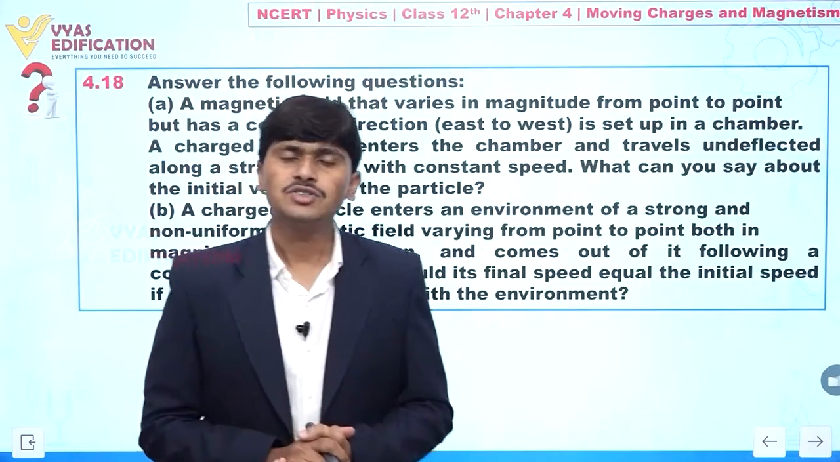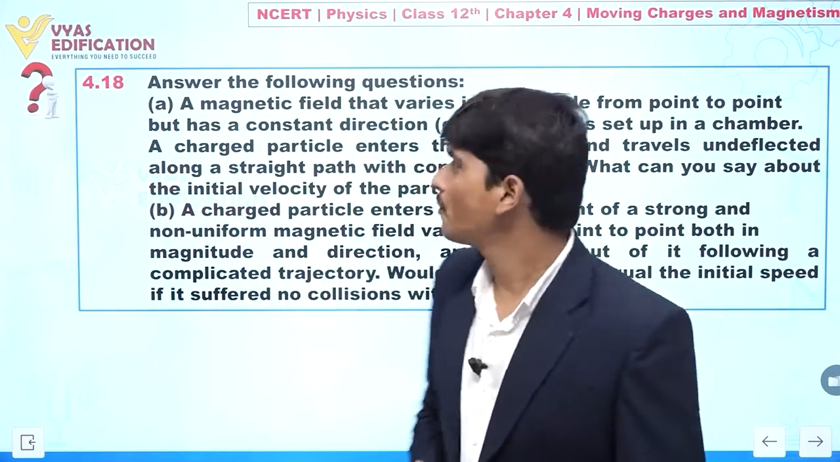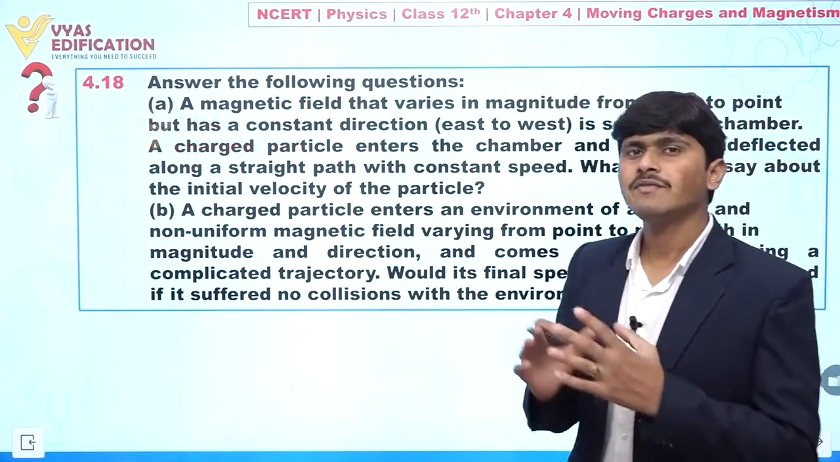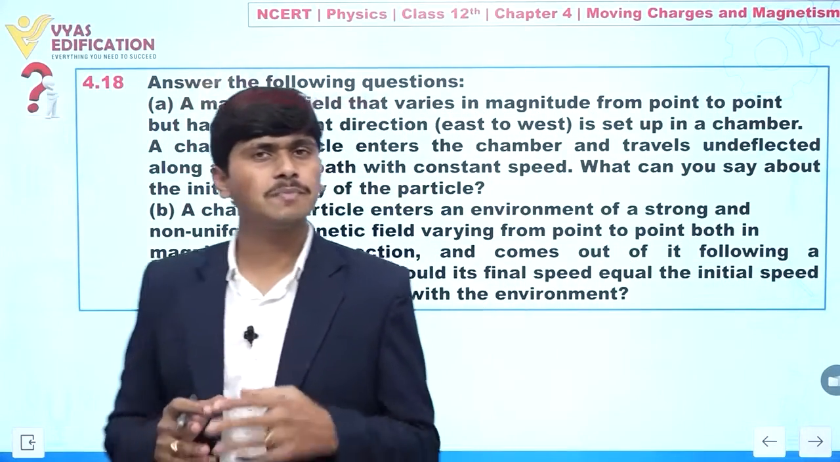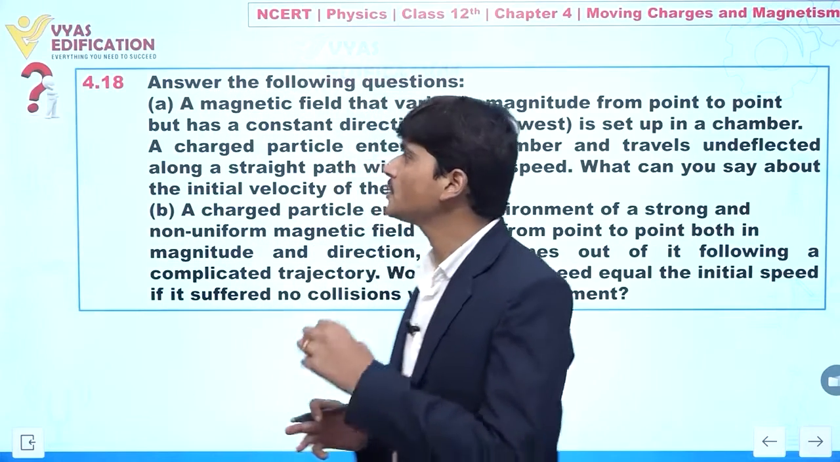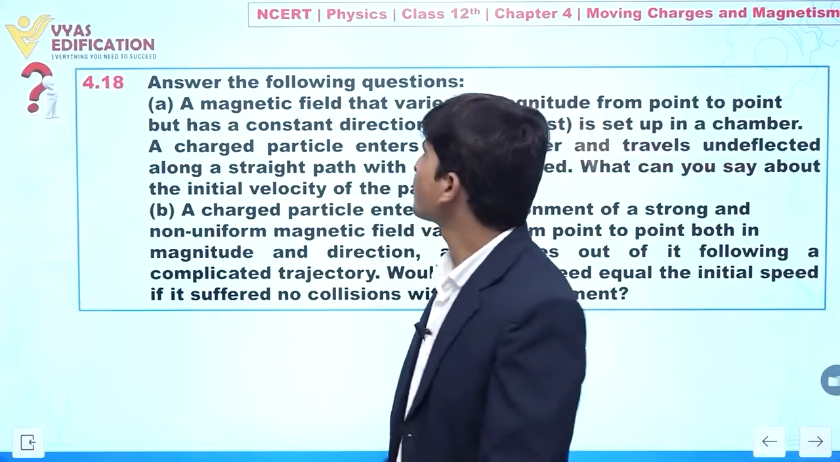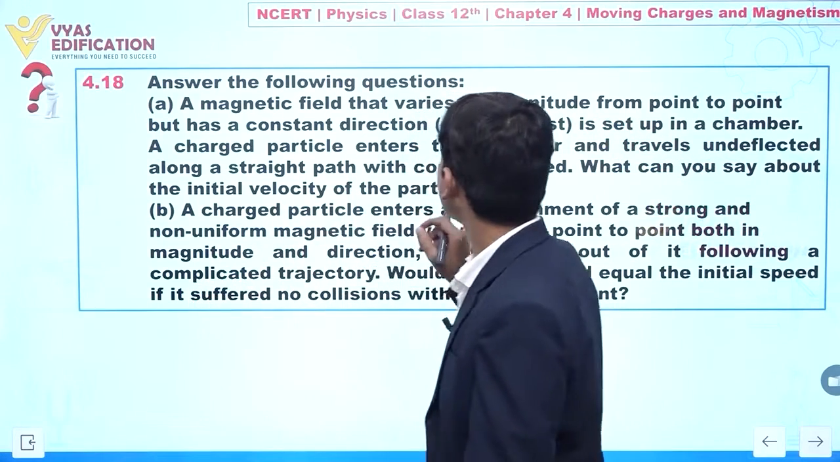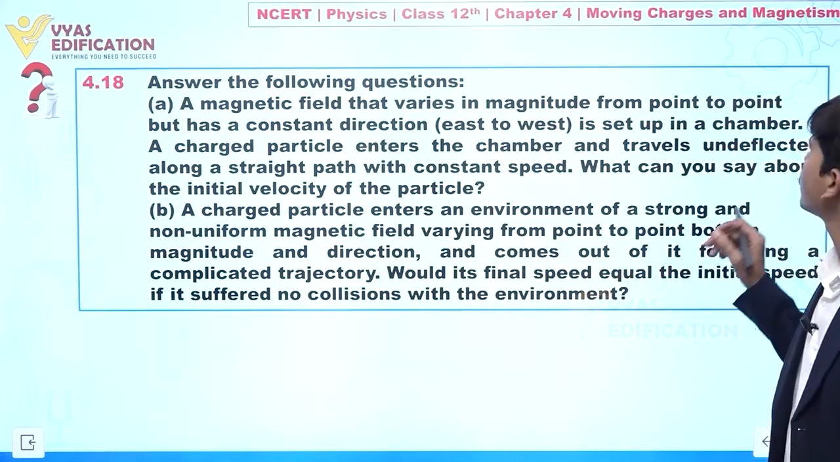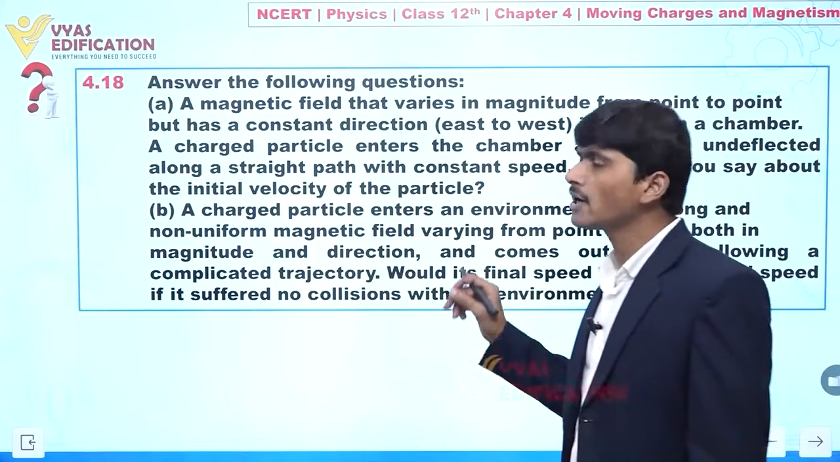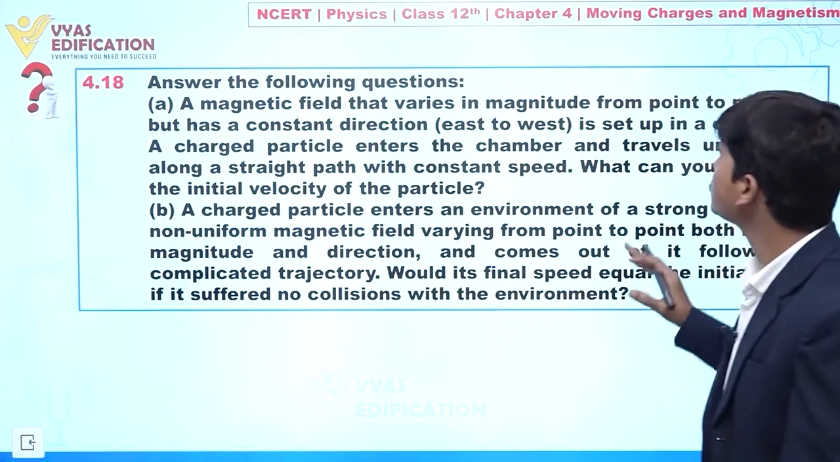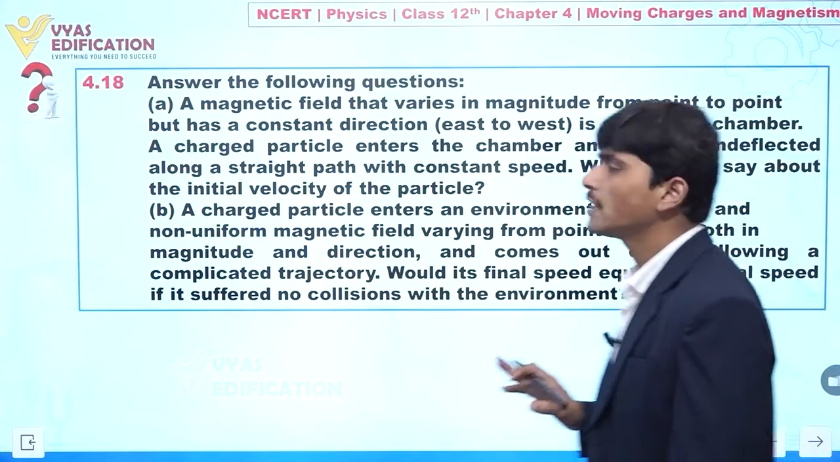Clear to everyone? Now dear students, we are going to discuss question number 4.18, and here we have three parts of this question, part number A, B and C. First we are going to discuss part number A. In this part a magnetic field is given that varies in magnitude from point to point but has a constant direction, east to west, and is set up in a chamber.